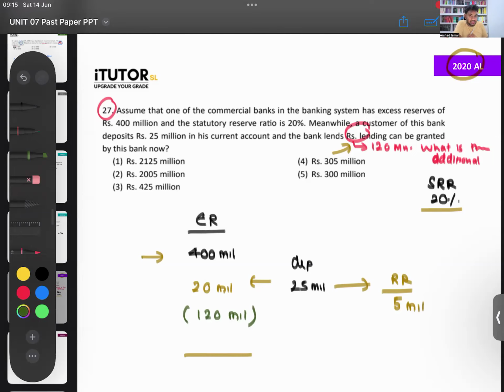The question is asking, how much additional lending can the bank give now? They had 400, 20 got added, taking 120 they gave. Now how much can they give? How much they can give is how much excess reserves they have now. That's what they're asking. So how much do they have now? They have 300 million of excess. So the answer is number 5.